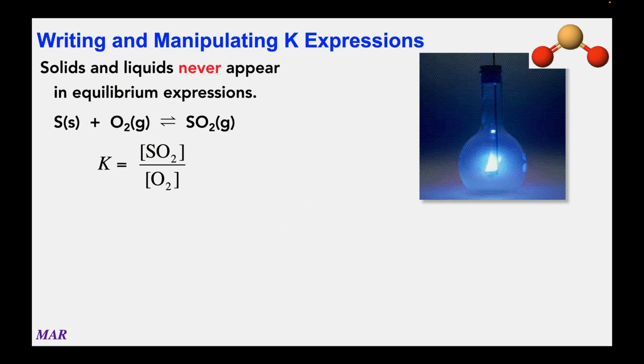When you're writing equilibrium expressions, you do not want to include solids or liquids, and that's really important. So basically in an equilibrium constant K, you will only write gases and aqueous solutions. So for this reaction, sulfur and oxygen making sulfur dioxide, notice the sulfur is a solid, so you'll leave that out. This K would be just the SO2 divided by the O2.